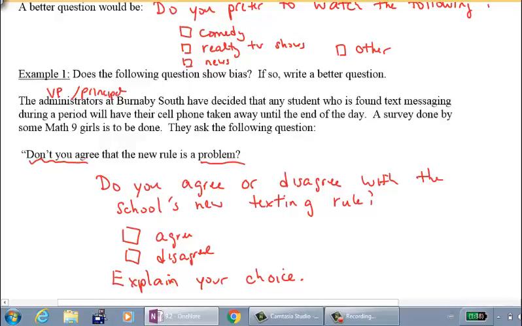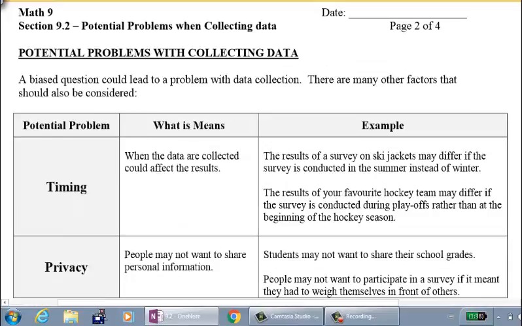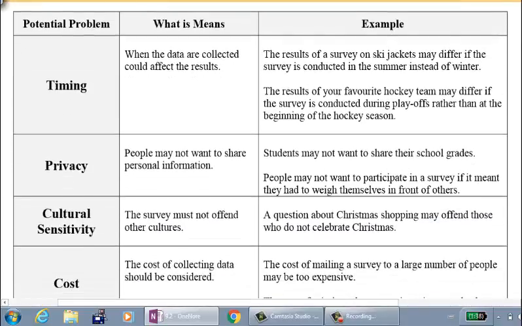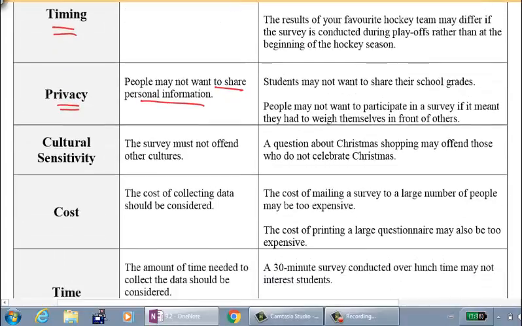So, we've talked about bias in the use of language. Well, what other potential problems can you have when collecting data? Well, yes, a biased question can lead to data collection problems, but there are other factors as well. And I'm going to list them out, and I want you to read this yourself, because this is just all words, and you don't need to hear me saying all these words. But what potential problems could there be? Timing. When you collect data could be a problem. I'll give you some examples. Privacy. People not wanting to share personal information could be a problem. Cultural sensitivity. You really shouldn't offend other cultures when you ask a specific type of question.